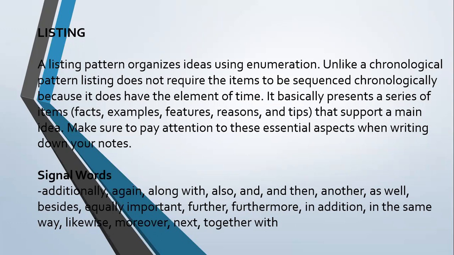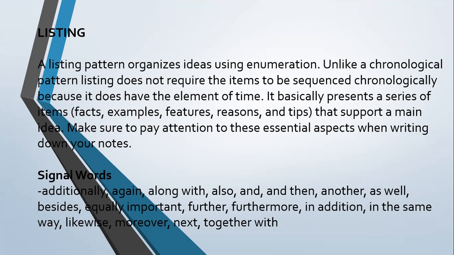Say listing, you just have to list what are the things that you can relate to the topic that you would like to discuss. Whatever it is, as long as you know how to relate the details to the main topic. So there's no need to chronologically arrange the details that you would like to include in the text because there's no element of time in listing. You just have to list what are the things that you can think of that are related to the topic that you want to include in the text.